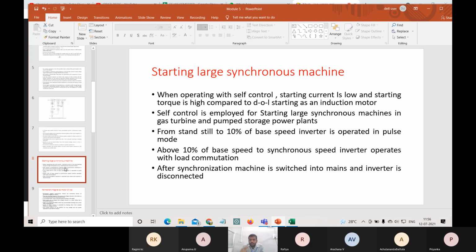If the speed is above 10% of the base speed of the synchronous motor, the inverter operates with load commutation.